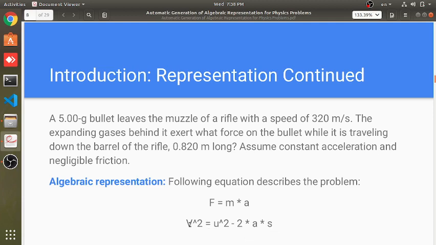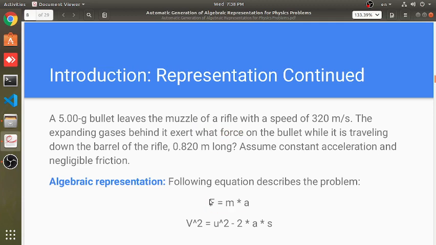So where v is the final velocity, u is the initial velocity, and s is the distance covered. So we can understand we have to finally determine what force. So force, or F, we have to determine. So in this equation obviously we can understand F is unknown.